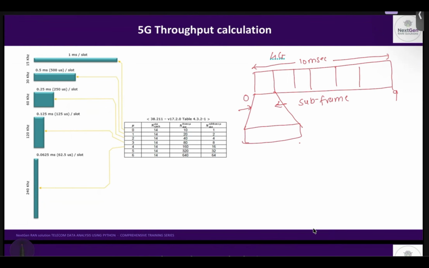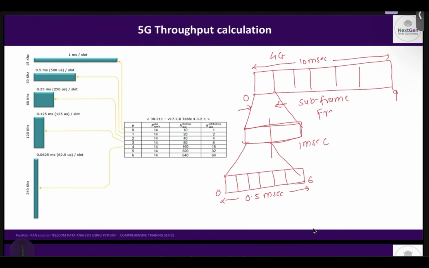Now, talking about 4G, each subframe is divided into two parts called slots, and each slot is of length 0.5 millisecond. So there are two slots inside one subframe. In each slot there are 7 OFDMA symbols, from 0 to 6. So in one frame we can say there are 10 subframes and 20 slots, right?